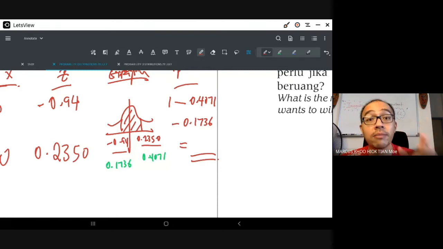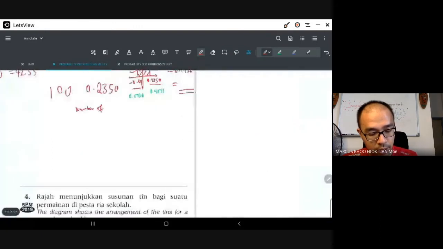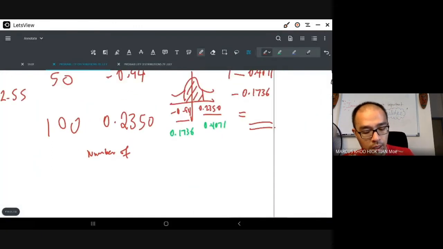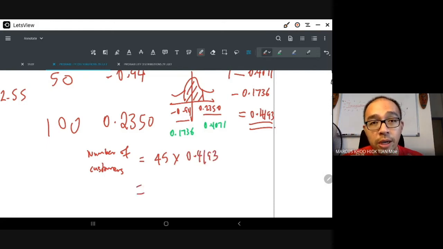The question wants the number of students. So the number of, is it number of students? Oh, number of customers, sorry. So the number of customers equals 45 times whatever this probability is. The probability is 0.4193, okay, 0.4193. So the number of customers is, make sure you round it off correctly, everyone. 18 or 19 or 17?